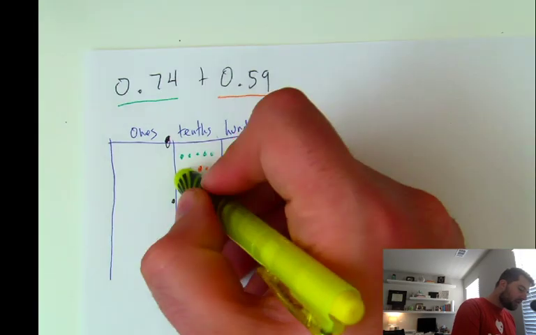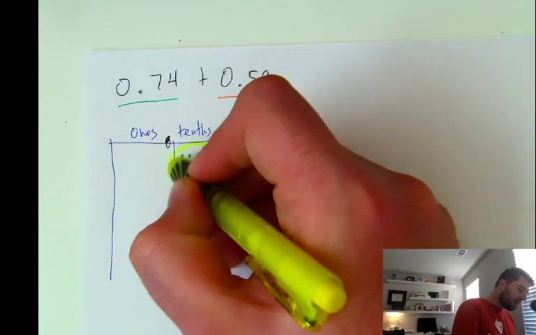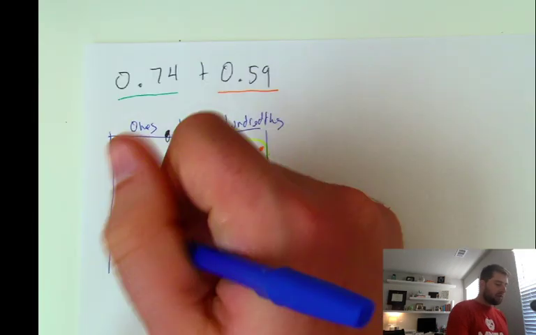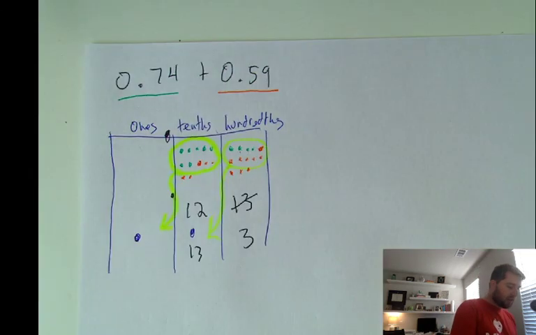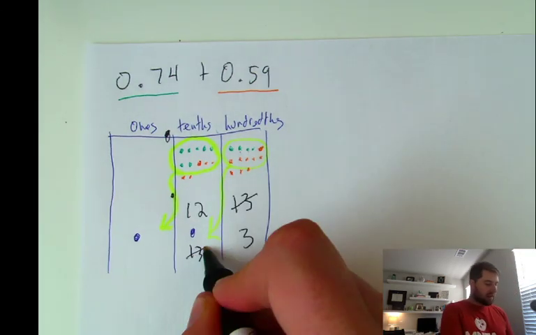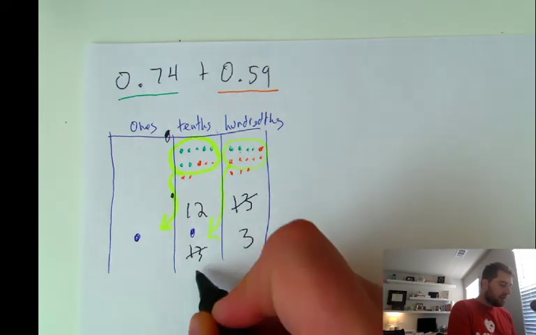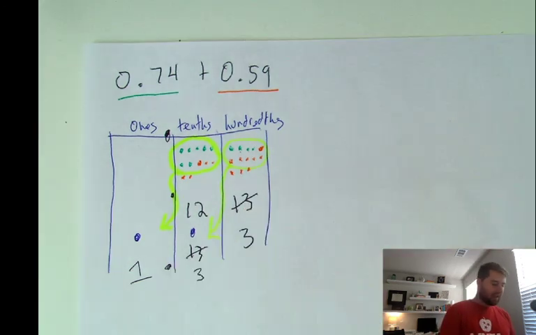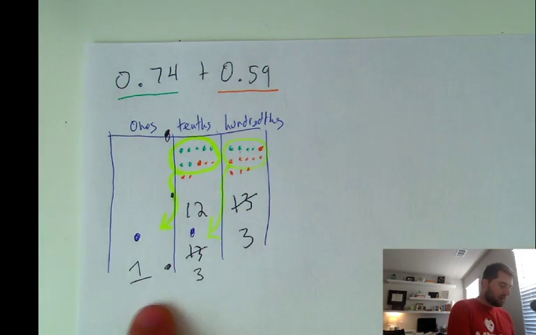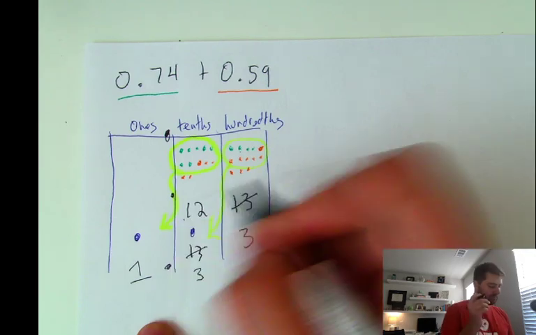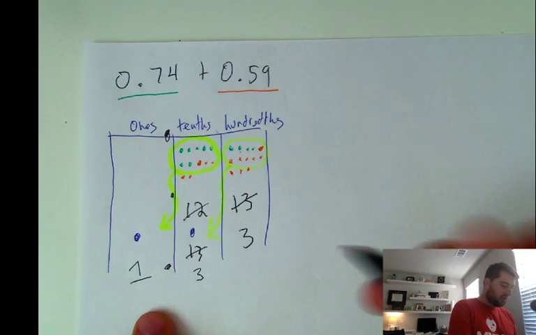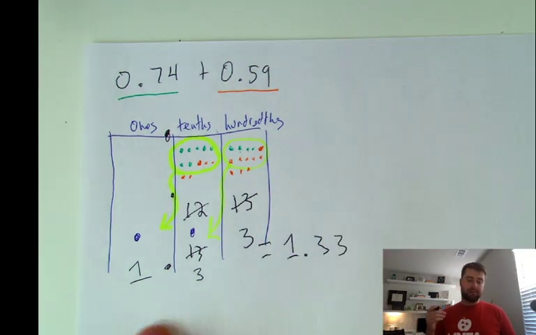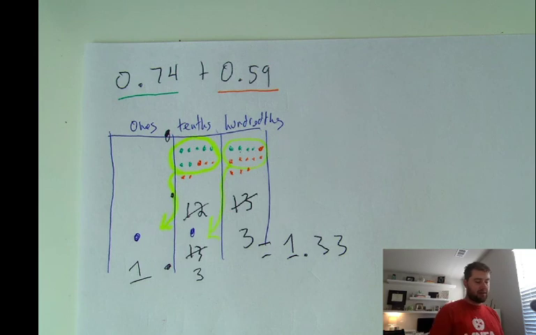Regroup 10. So I'm going to circle 10 tenths. And we know 10 tenths equals 1 whole. So we'll put our dot right there. We have just taken away 10 tenths from our tenths column, which leaves us with 3. And now we have 1 in the ones place. Now our answer is, I guess I probably should have crossed that out too. Our answer is 1 and 33 hundredths, or 1.33, 1 and 3 tenths and 3 hundredths.